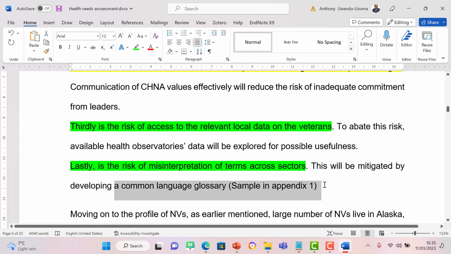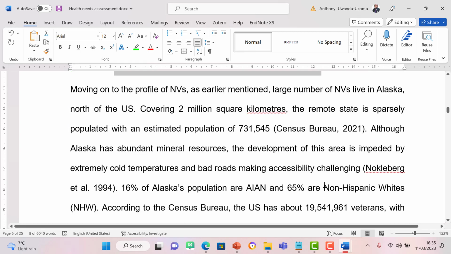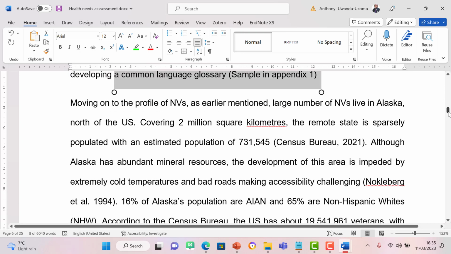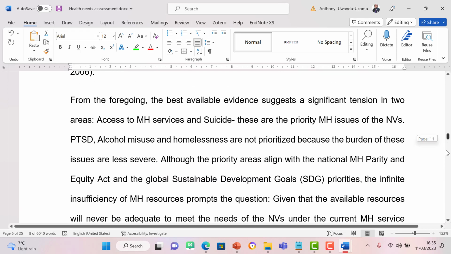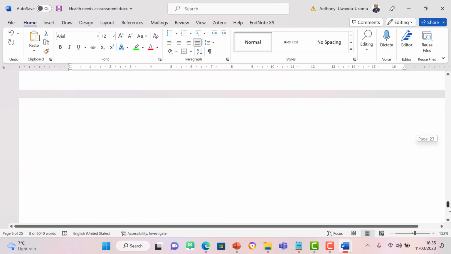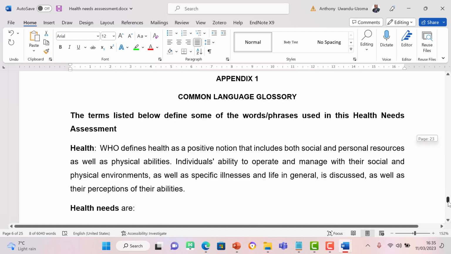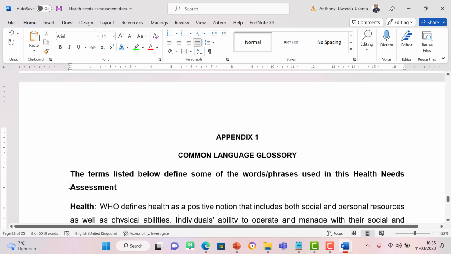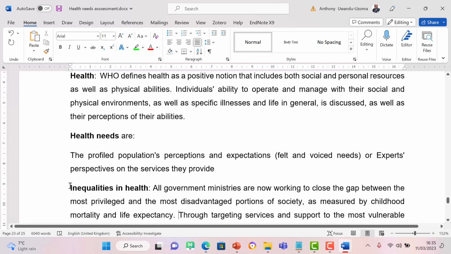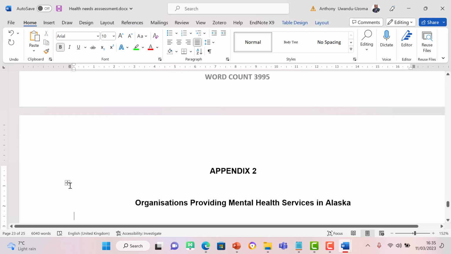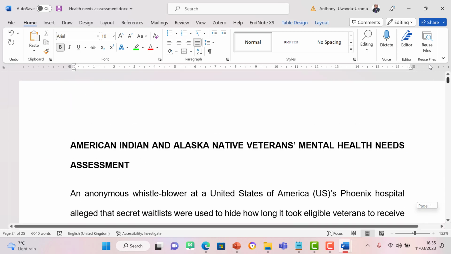This will be mitigated by developing a common language glossary. So the author attached a sample appendix on the common language glossary, in appendix one. Can you see what is health? What health means? So it's just a glossary that defines the basic terms. So that's the common language glossary.